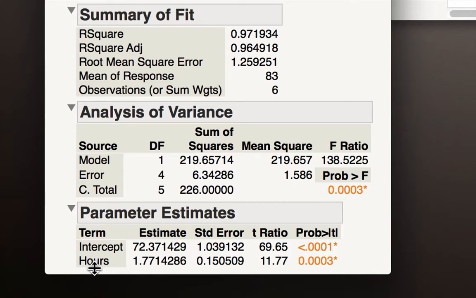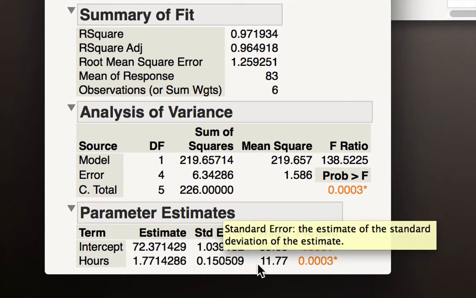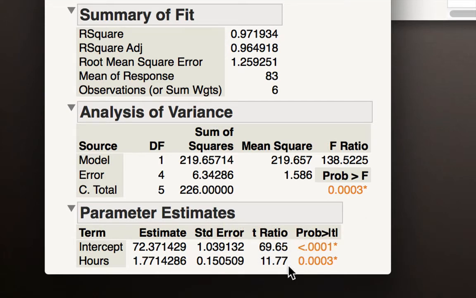Alright, so for our hours, our slope in the model, we have our estimated standard error, and we have a t-ratio that's formed by the estimate, 1.77, divided by that estimated standard error, so 11.77. And this gives us our p-value for testing that slope. Again, you'll notice 0.0003 is the same as our analysis of variance p-value. These are testing the same things.